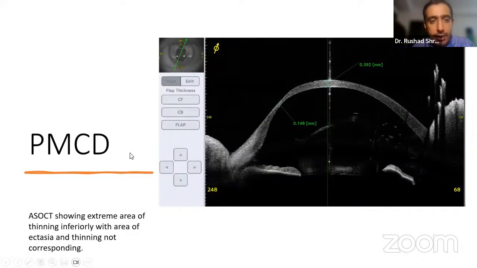Now coming to another ectatic condition, that is pellucid marginal corneal degeneration. What you can see here is where ASOCT scores over a device like the Pentacam or Scheimpflug imaging, because it gives you a much larger area of view. Although in the Pentacam on the Scheimpflug image itself, you can also see this particular thing, but this gives you a much larger view. What you can see here, like I mentioned earlier, is that the thinnest location is actually inferior to the steepest location in the cornea.